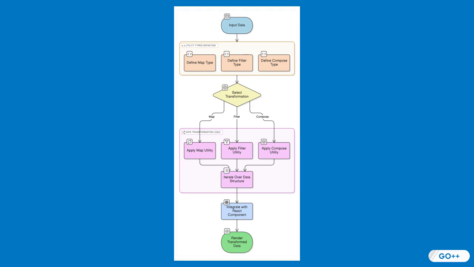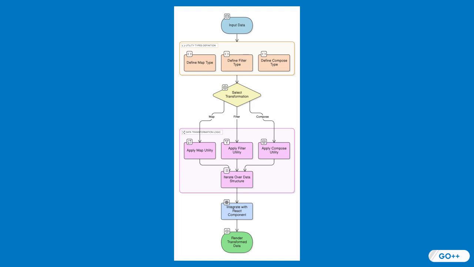Let's dive into the theory behind TypeScript utility types and their significance in React. TypeScript is a statically typed superset of JavaScript that introduces optional static typing, which is invaluable for catching errors early in the development process. When used with React, it ensures safer and more predictable code.